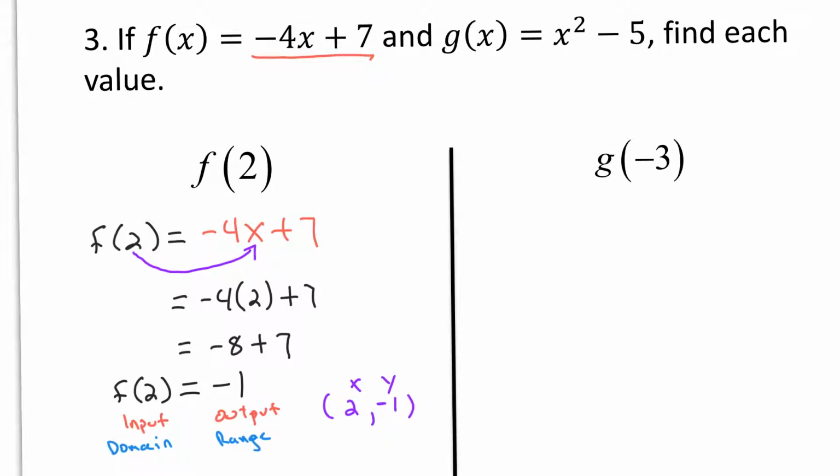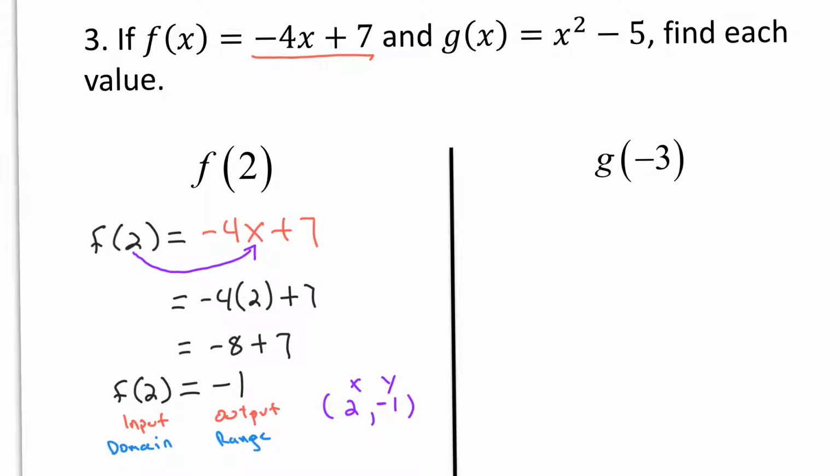When you input a number, you get an output. In your math class, just ask your teacher what answer they want. This is sufficient for me. You have -1 for the answer. But if I ask you, what's the ordered pair? Just be prepared. You just say when the input is 2, the output is -1. So let's try the next one here.